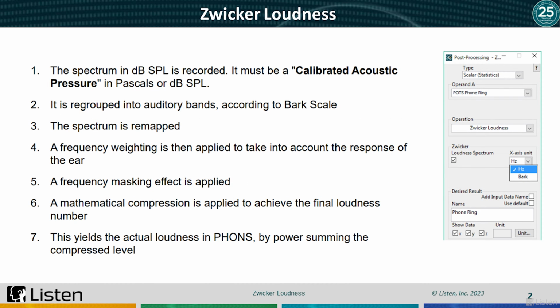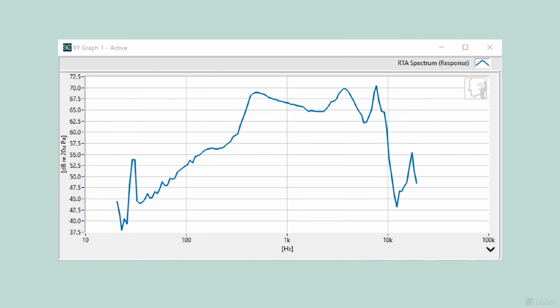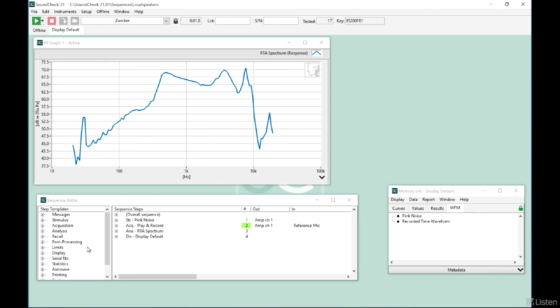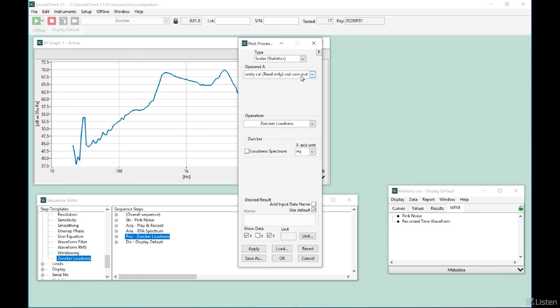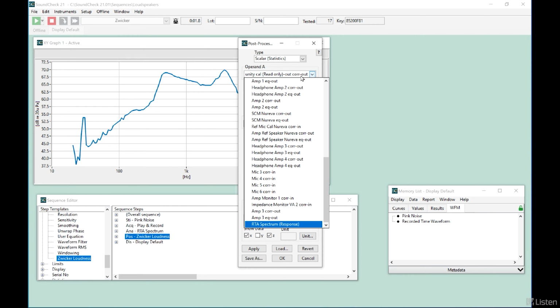The input to this post-processing step must be a spectrum of a complex signal in pascals or dB SPL. We can easily capture this in SoundCheck using either an FFT or RTA broadband measurement using a calibrated reference mic signal path. To simulate the nonlinearity of the ear, the Zwicker Loudness algorithm then filters these frequencies into auditory bands according to the BARC scale, a frequency scale with equal distances corresponding with perception.